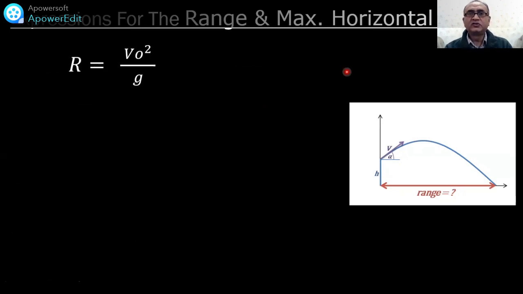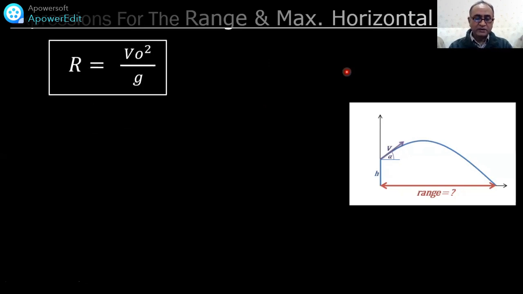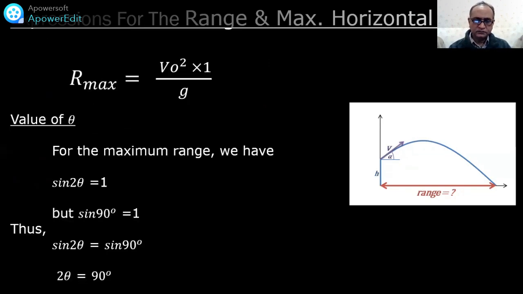So the equation has been reduced to R is equal to V naught square upon G. This is the value of R max. Okay, R is equal to V naught square into 1 upon G. One means nothing. So just neglect this one. Okay, now still the question is there. What is the value of theta? Okay, at what angle should the ball or the body move for it to go to maximum extent? So let's see over here.